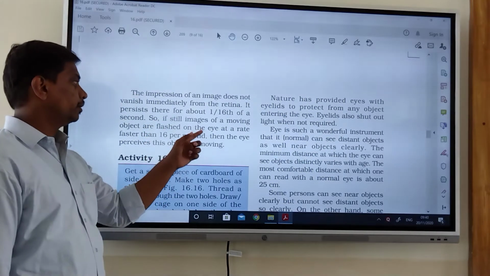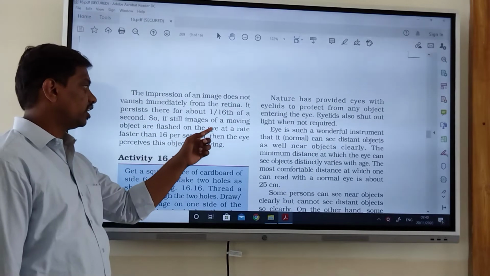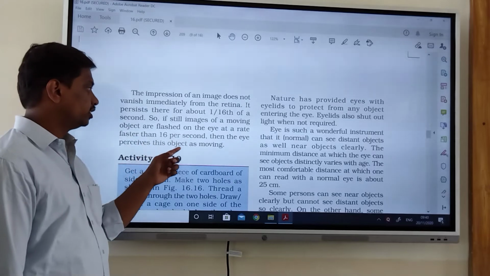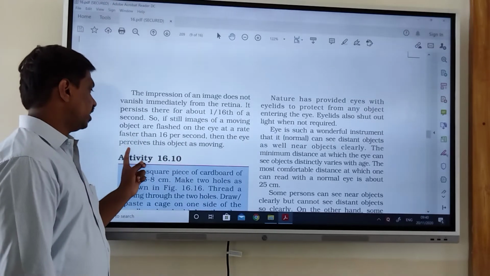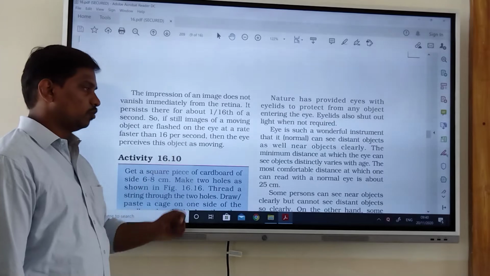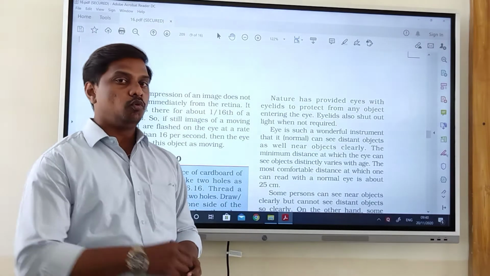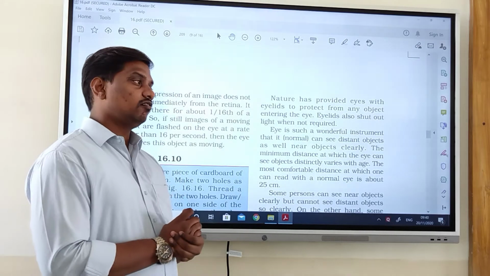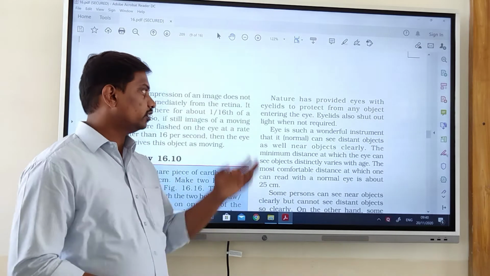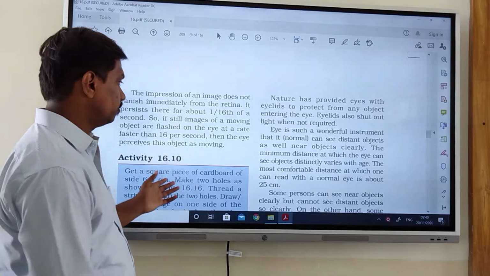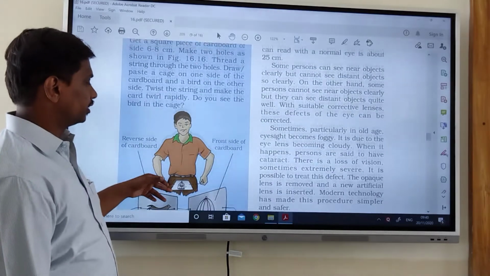So if still images of a moving object are flashed on the eyes at a rate faster than 16 per second, then the eye perceives this object as moving. We can say the moving object is shown at intervals shorter than 1/16th of a second.